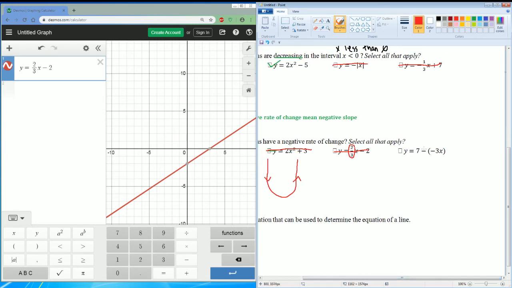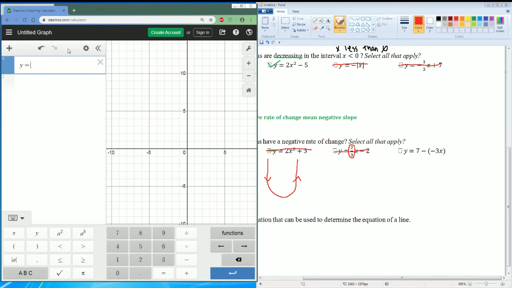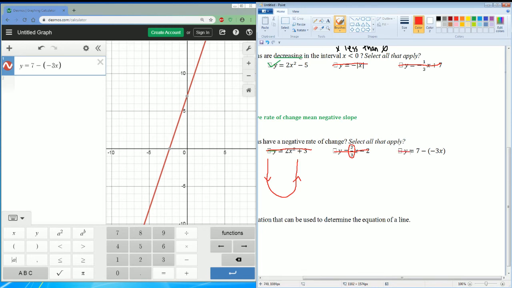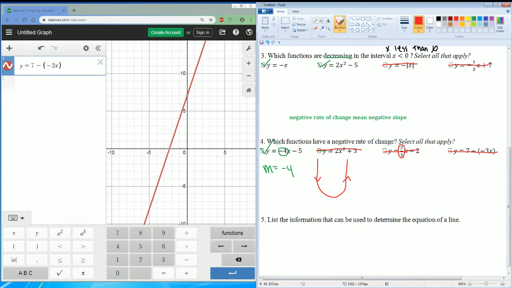Ooh, what about this one? I think you could simplify this, right? You multiply this together, it becomes y, what, plus 3x? I think this one has a positive rate of change. Let's just see it. Y equals 7 minus parentheses minus 3x. Oh, that is positive. So this one is crossed out. Okay, so it seems like only this one has your negative rate of change or your negative slope.